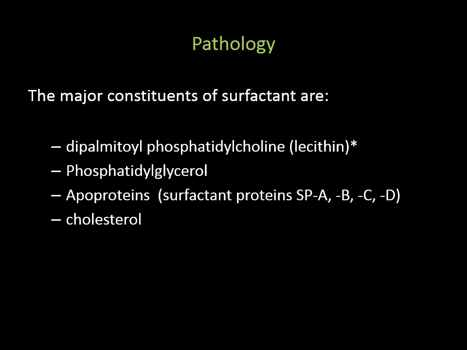The components of mature surfactant are lecithin, which is about 65% and is dominant in mature lungs, and phosphatidylglycerol, which is present in mature lungs at about 35 weeks and may be present in infants with early lung maturation as early as 30 weeks. Surfactant from mature lungs also contains other lipids, surfactant proteins, and cholesterol.